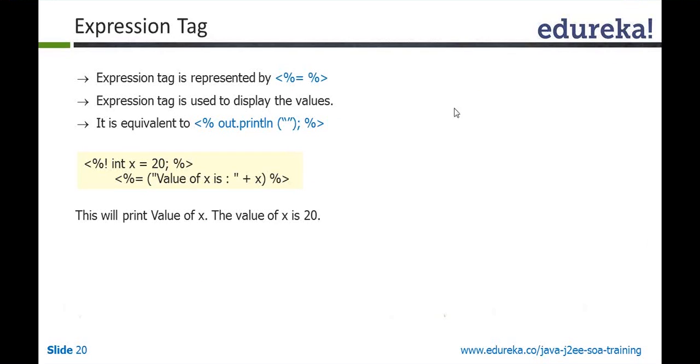Now let's look at the same thing. The expression tag is represented by this. The equals symbol is added to the scriptlet. The expression tag is used to display values. It is the same as out.println and semicolon, whatever the value you want to represent should be part of out.println. Rather than writing out.println, it is easier, so one more tag is created. So this is about the expression tag.